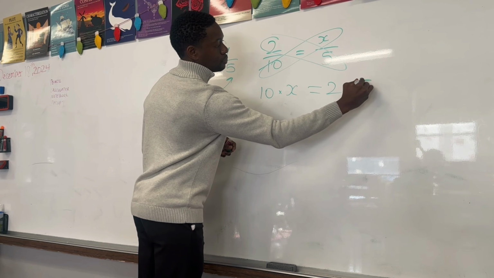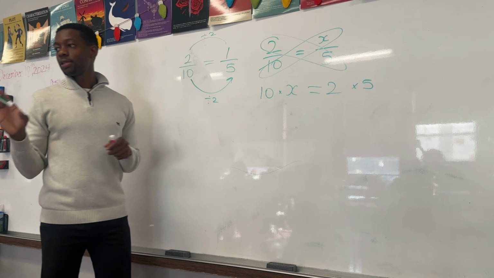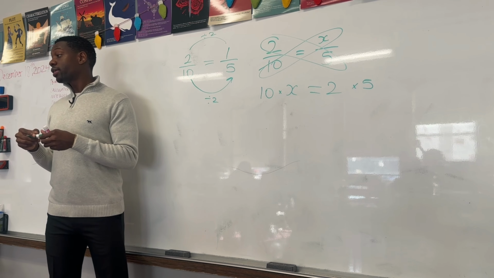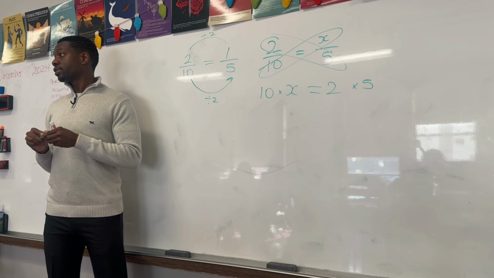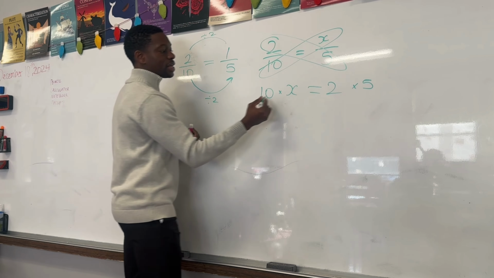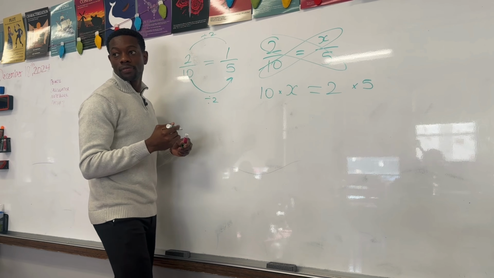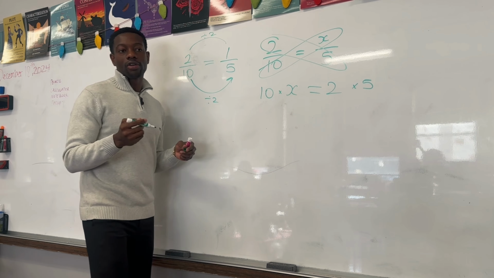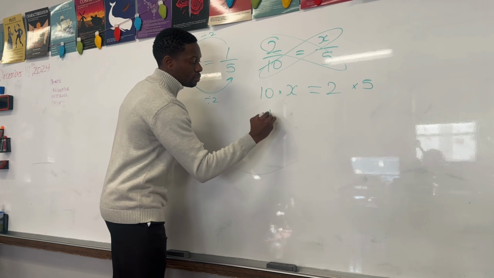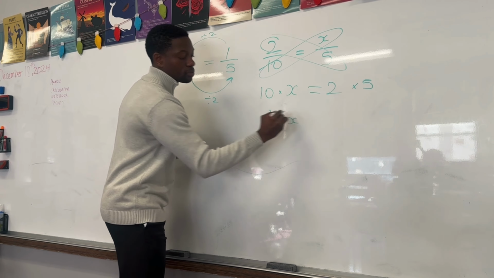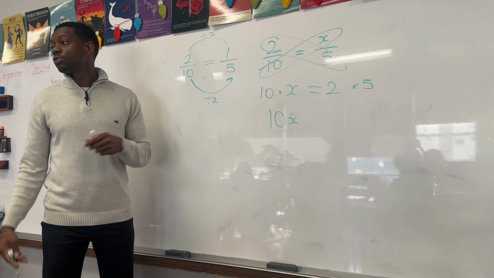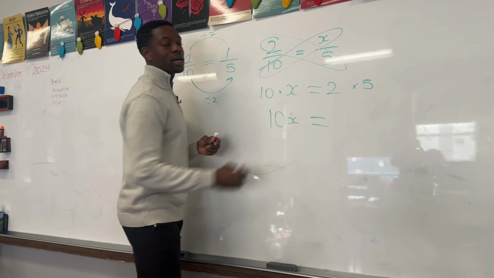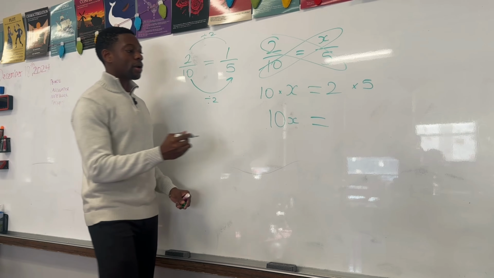Everybody get it? Exactly. Now what is 10 times x? You can't use a calculator. 10x, because we don't know what x is. 10x equals, what is 2 times 5? 10. Right?